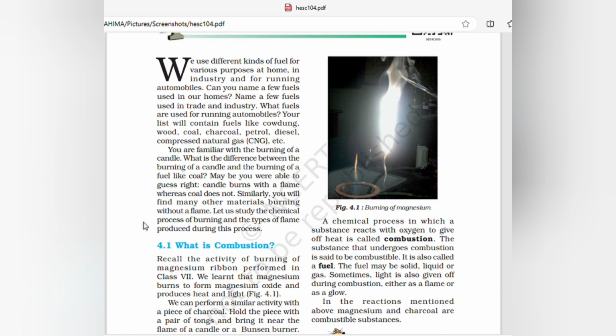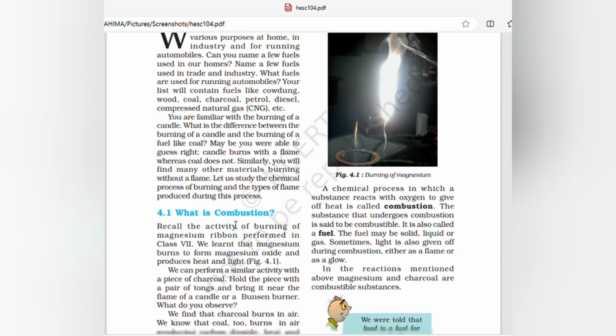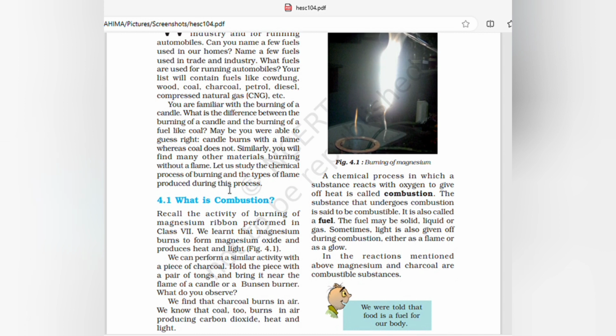Let us study the chemical process of burning and the type of flame produced during the process. What is combustion? Recall the activity of burning of magnesium ribbon performed in class 7. We learned that magnesium burns to produce magnesium oxide and produces heat and light.